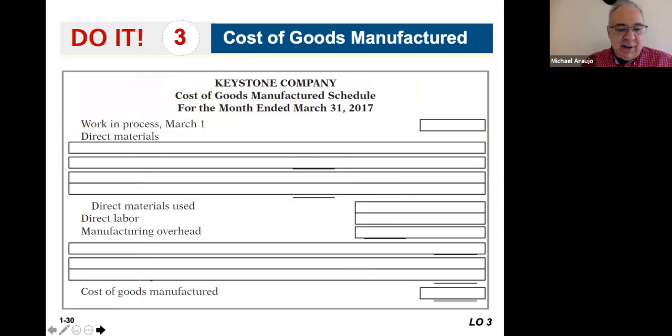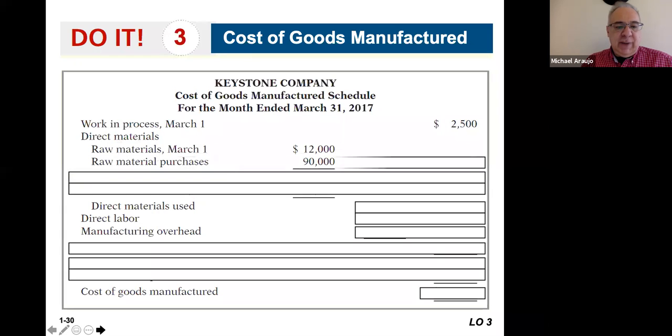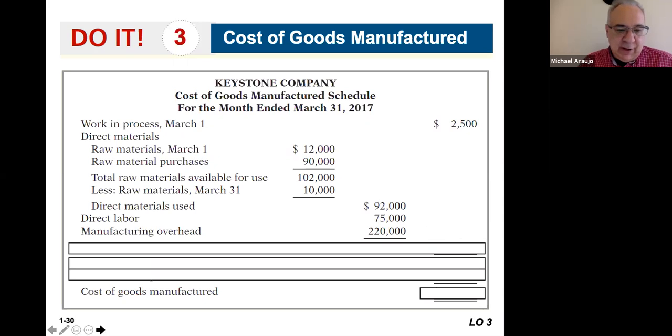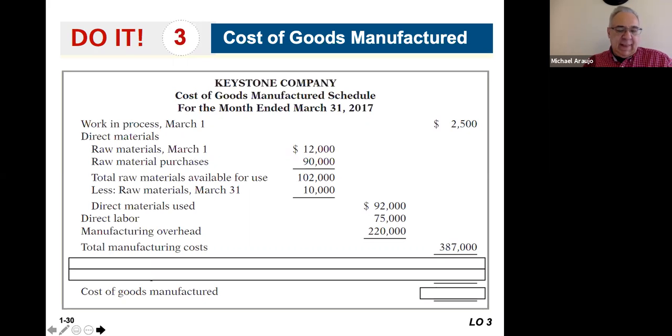And what you have here, of course, is you start with your work in process for March. You're going to be adding in the raw materials for March 1st, plus what you bought, minus what you have left. So you actually used up 92,000 of raw materials. Direct labor, they give you the number, no calculation. Manufacturing overhead, they gave you the number, no calculation. So you have materials, labor, and overhead.